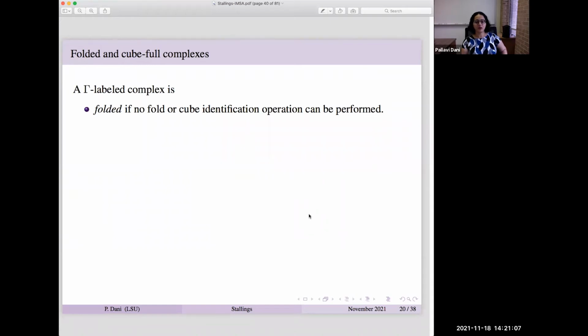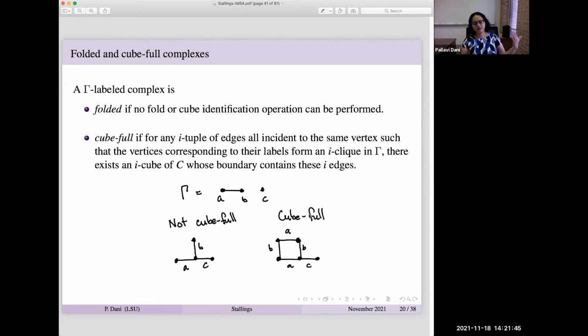And now we need to know how to stop. In the free group setting, we stopped when we arrived at a folded graph. So here we have the notion of a folded complex, where you have no fold or cube identification operations possible. So there's no possibility of either identifying edges or identifying cubes of higher dimension with the same label. But that's not enough, because we also have this third operation in this setting, which is attaching a cube of any dimension. So how do you know when to stop attaching cubes? Well, this is what I meant in the previous slide when I was saying you only attach a cube if there isn't already one there.